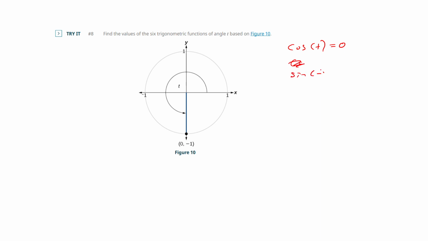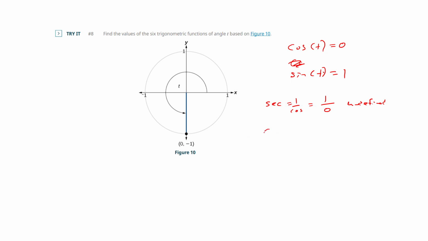Sine of t is -1. Okay, so I have this. Let's create all the others. Now an interesting thing is going to happen. Secant is 1 over cosine, but look at what will happen. If I put 1 over 0, then I have undefined. So that can't be. So this one is undefined.